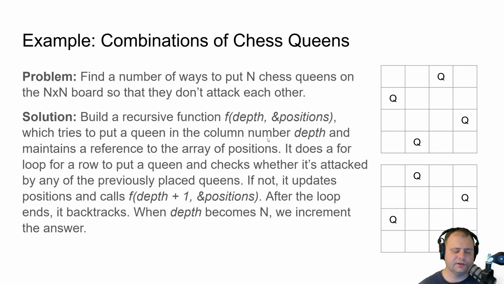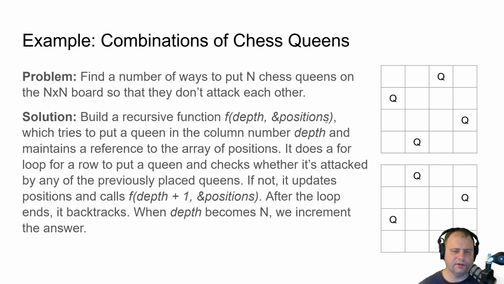Notice that when the loop ends, it automatically backtracks because of the nature of recursion. And when depth becomes n, we increment the answer. So we assume the depth goes from 0 to n minus 1, and the positions are from 0 to n minus 1.